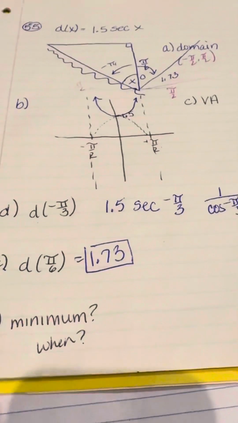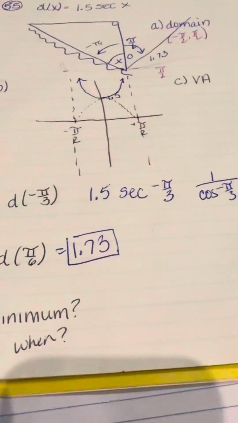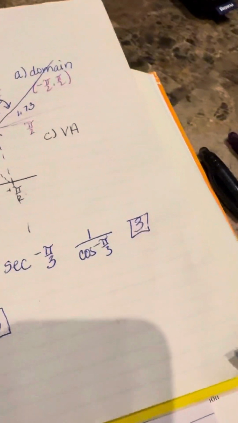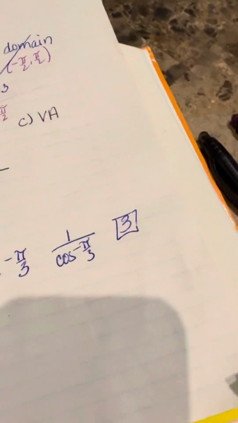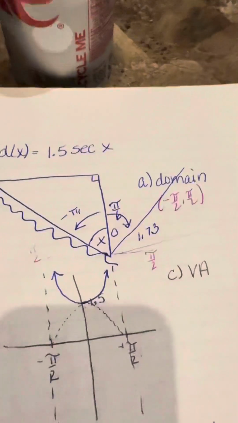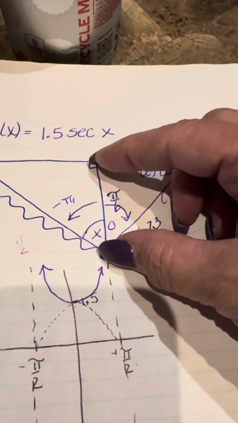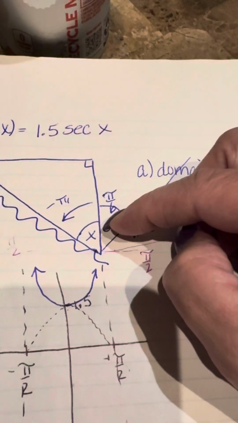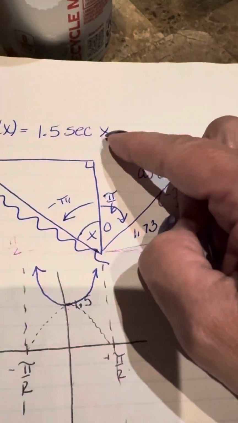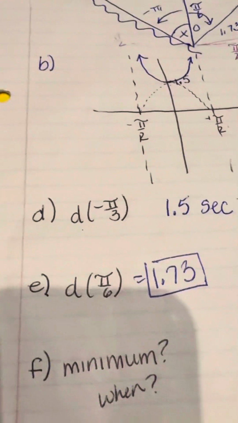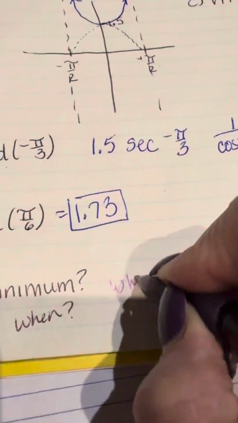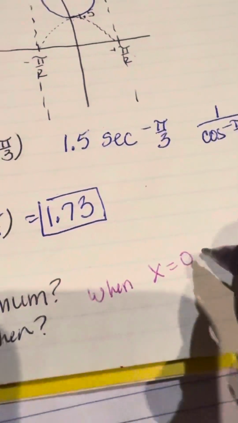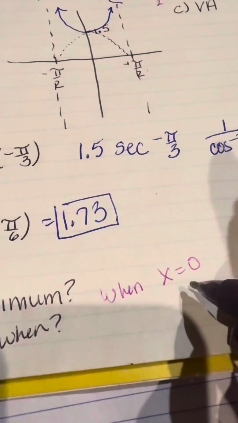Then it wants to know what the minimum distance between the fisherman and the boat is, and when does that happen? So the minimum distance is going to be when the boat is directly above the fisherman. So when the angle here is 0, we're going to put 0 in there. When it happens is when x equals 0, so when it's directly across from him.